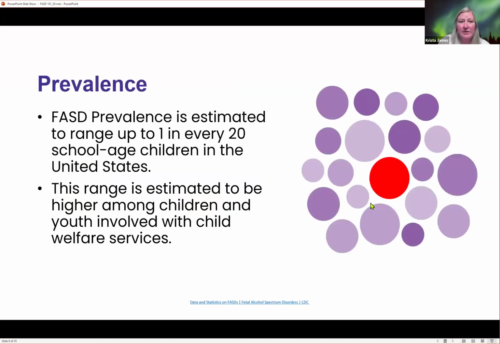So next, we're going to look at the prevalence rate, and we have some new prevalence rates that have just come out from the CDC. So now we're looking at FASD prevalence estimated to range up to 1 in every 20 school-age children in the United States. So that would be one child in every classroom. And this range is estimated to be higher among children and youth that are involved in the child welfare services system.